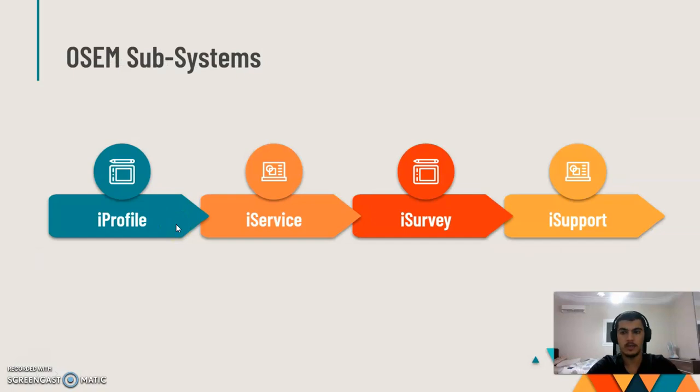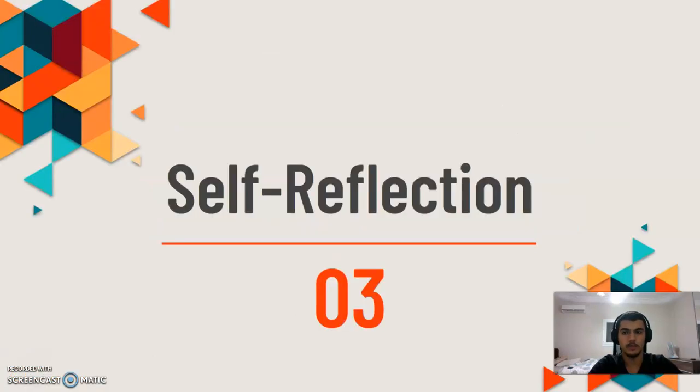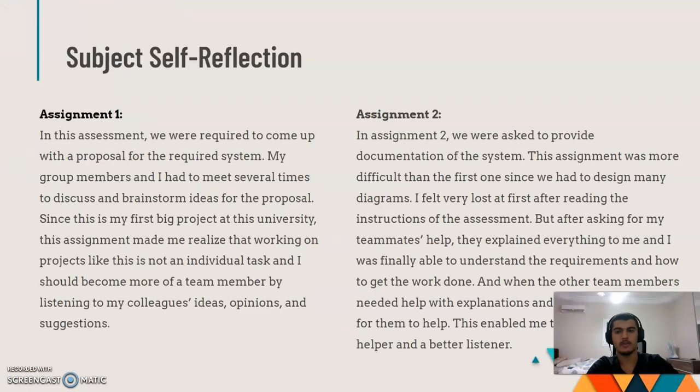Here we have the subsystems under A.E.S.B. After we add the iProfile, we have iProfile, iService, iSurvey, and iSupport. Okay, next we have the assignment distribution. We have assignment 1, which is the system proposal, and assignment 2, which is the system documentation version 1, and then assignment 3, which is the system documentation version 2. Okay, let's start with the self-reflection.